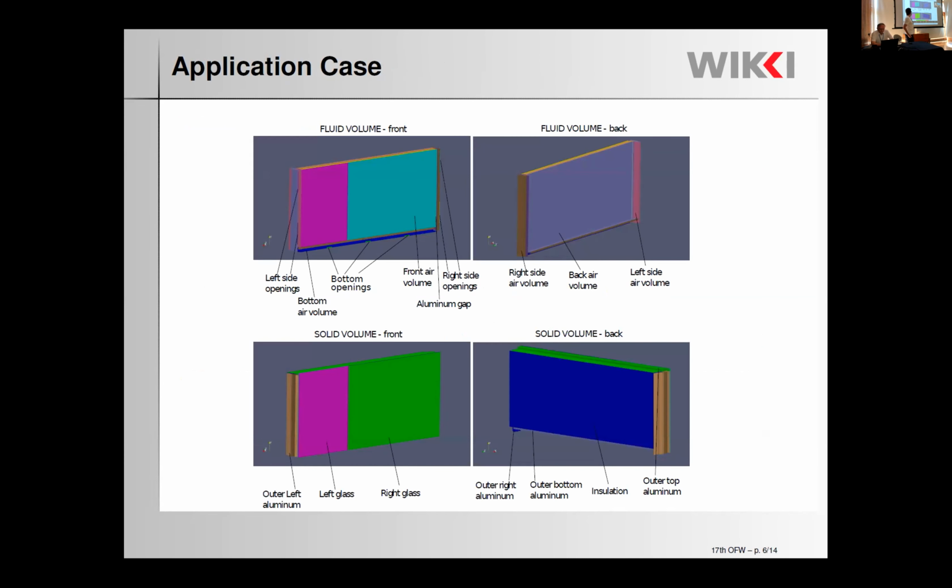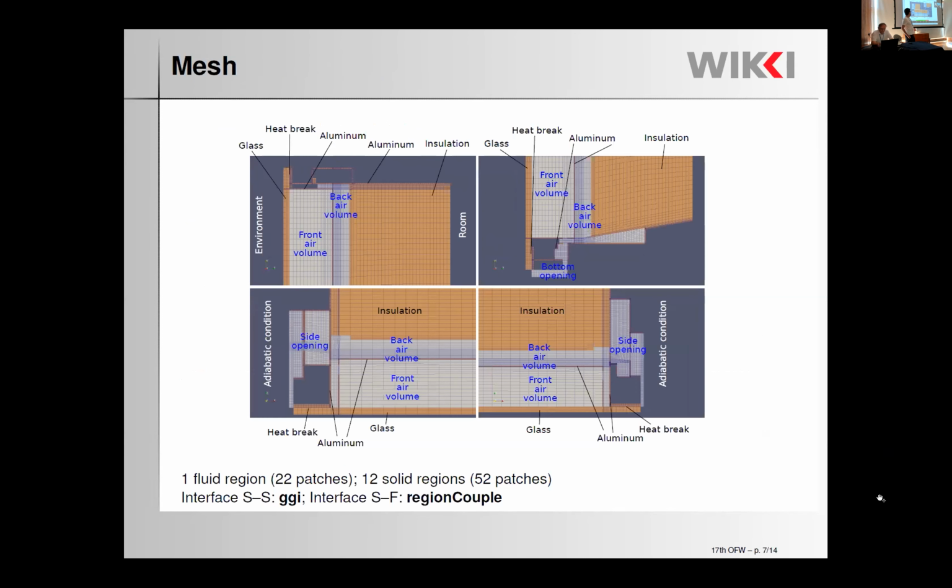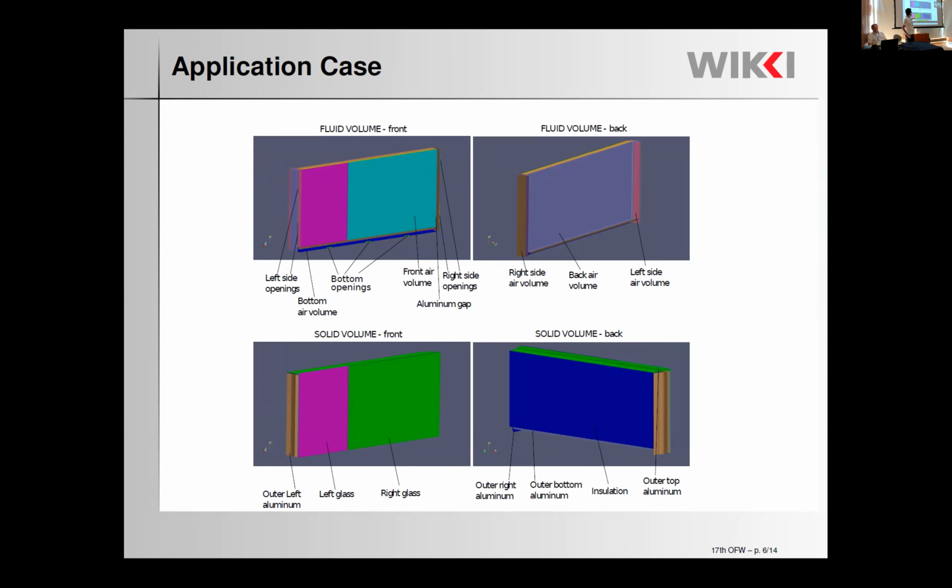So this is our geometry. At the top two figures, you can see the volume part of the fluid, and on the bottom you can see the solid part. These are of course intertwined because the solid part is encapsulating the fluid part. What is important to note here is that there is only a single connected volume for the fluid. This is of course not the case for the solid volume, and you have the glass part of the window.